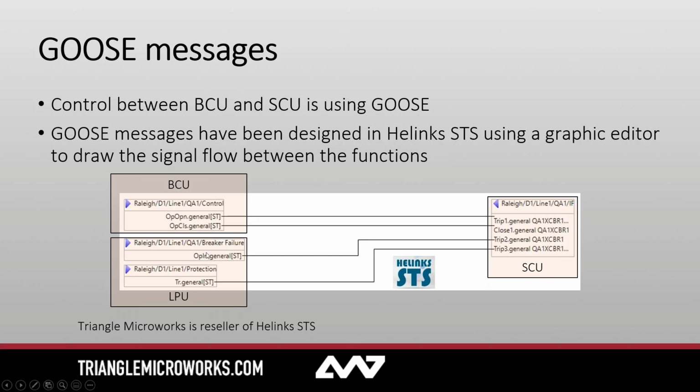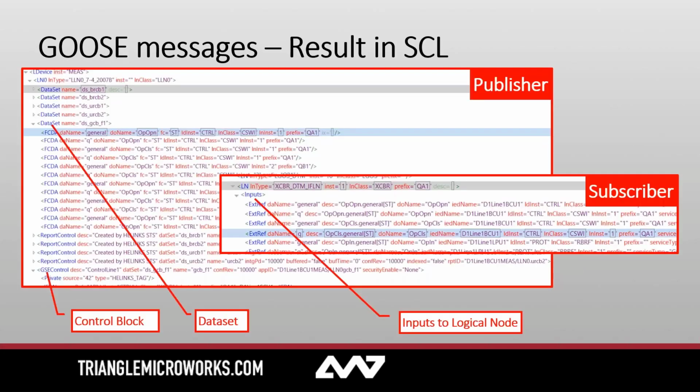In a similar way, the protection device sends the trip or a retrip from a breaker failure also as GOOSE over to the SCU. The whole system has been designed with Hitachi's STS, which is a system configuration tool and allows you to graphically design your signal flow that you are requiring to implement GOOSE messages. The GOOSE message itself, so what we have in XML then, is completely generated automatically by the tool, so you don't need to worry about configuring data sets, configuring extref, configuring GOOSE control blocks. The tool takes care of that for you.